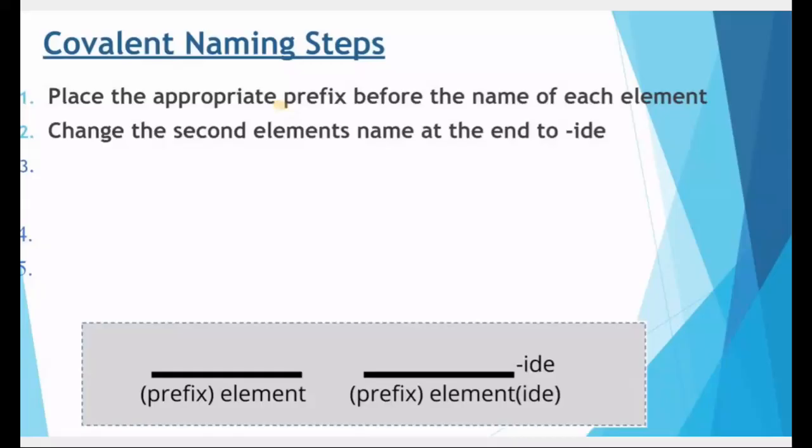So on the next page, we're actually going to get into the instructions, the steps for putting together a covalent compound name. And the first 2 steps, which we've bolded, are really the most important. We're going to put a prefix before the name of each element to tell us how many of that element we have in that compound. And the only other thing that we have to do is change the second element's name to have an "ide" ending on it. So we're going to cut off part of that second element's name, change it to "ide."